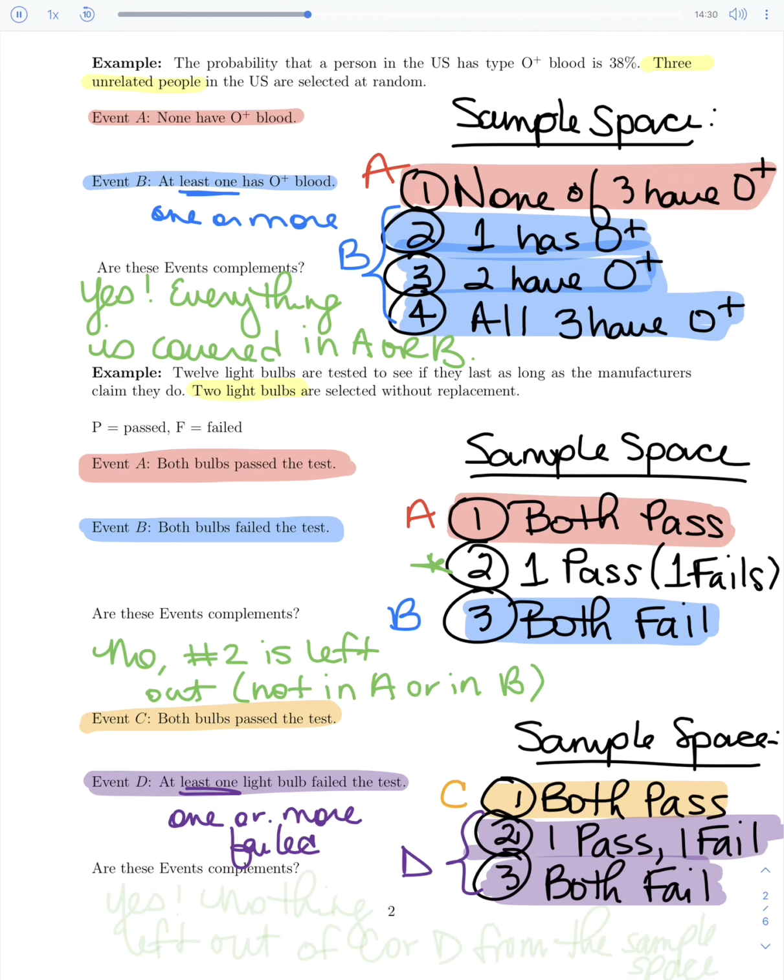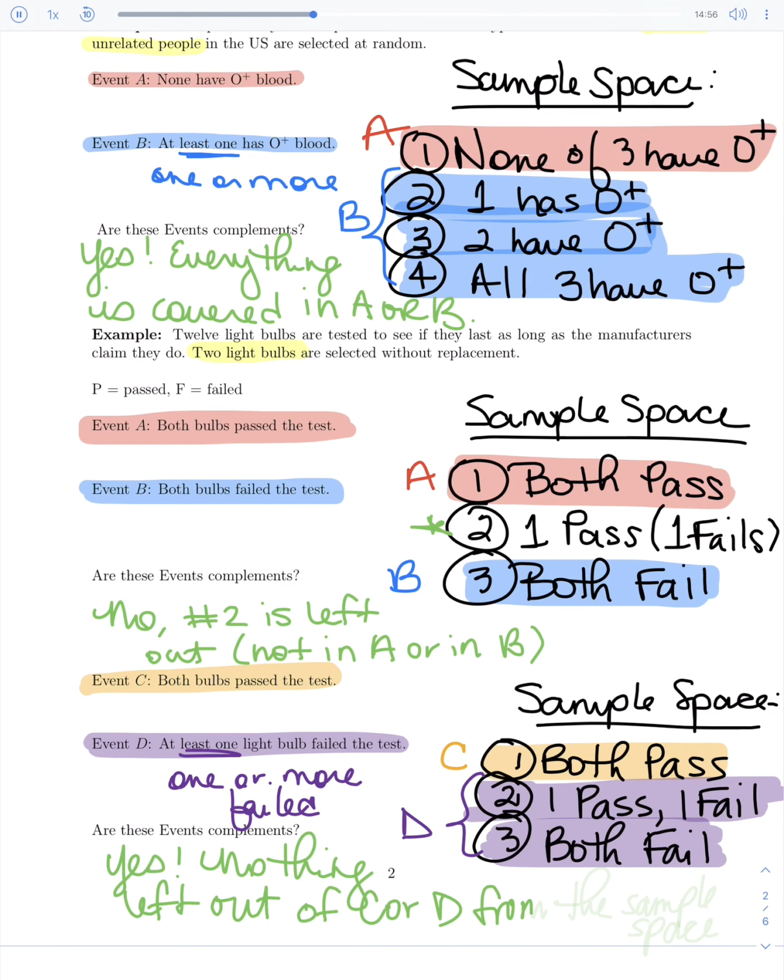So are these two events complements? Yes, because this is the first time for this example that both C and D do cover all the sample space. There's nothing left out, and there's no overlap between the C and D. There's nothing left out of C or D from the sample space. So this is a perfect example of two events that are complements.